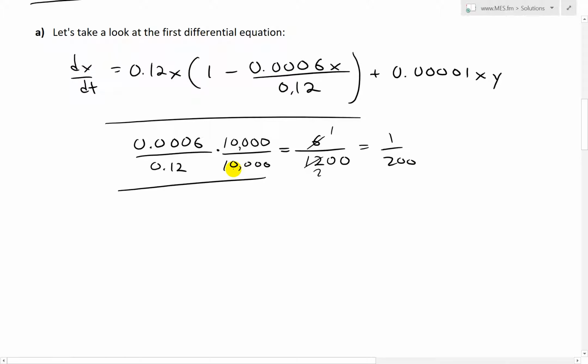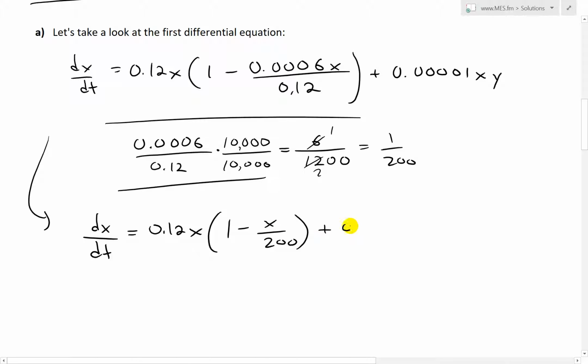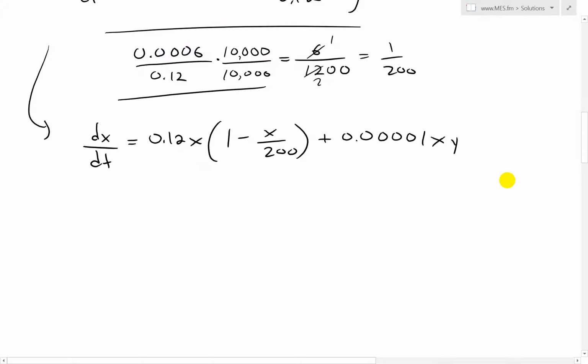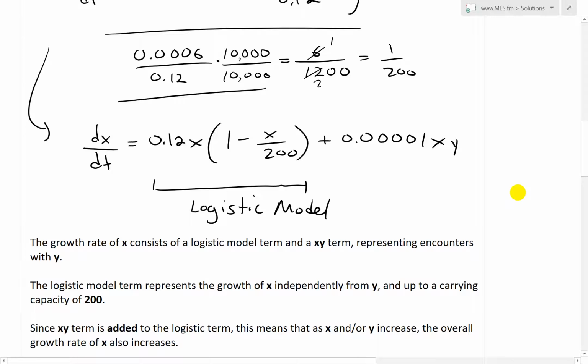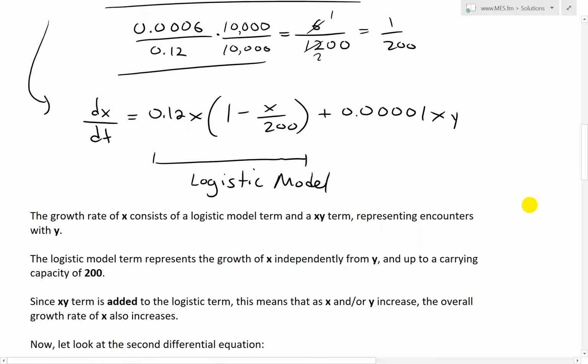So what this means is we can rewrite this as dx over dt equals 0.12x times 1 minus x over 200, plus 0.00001xy. And again, this is exactly the logistic model, and you can see my earlier videos on that. So the first term is a logistic model. The growth rate of x consists of a logistic model term, this one here, and an xy term right here.